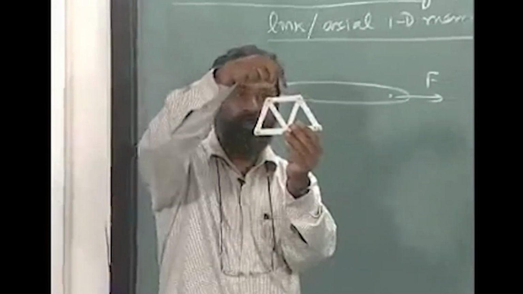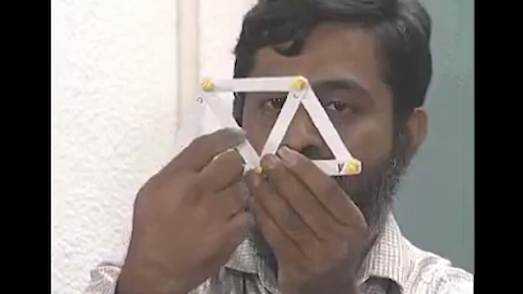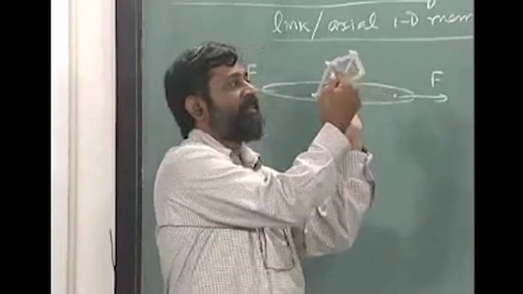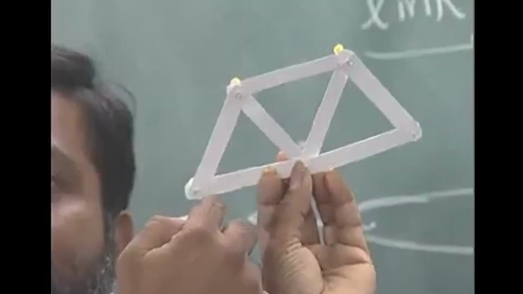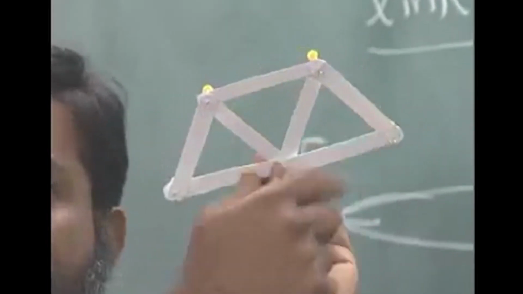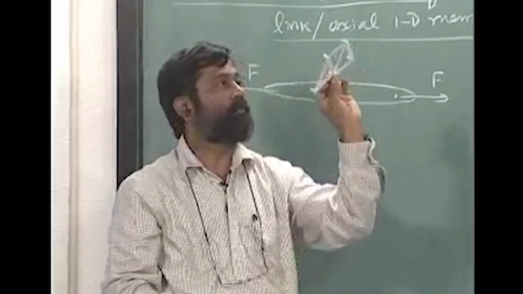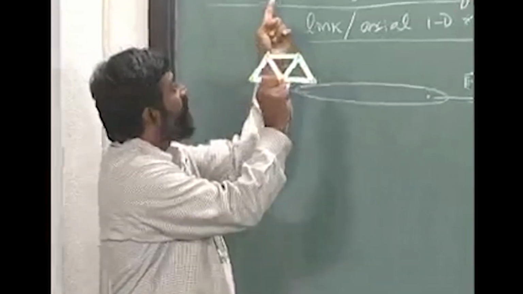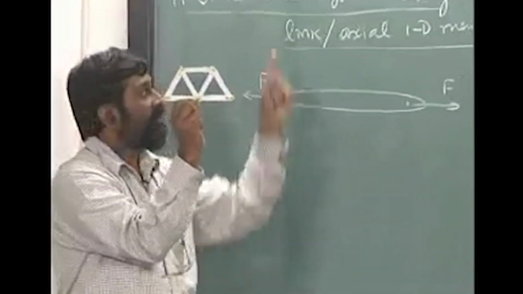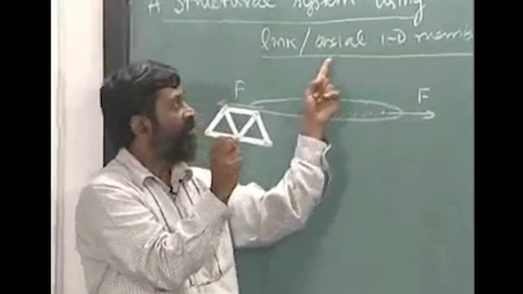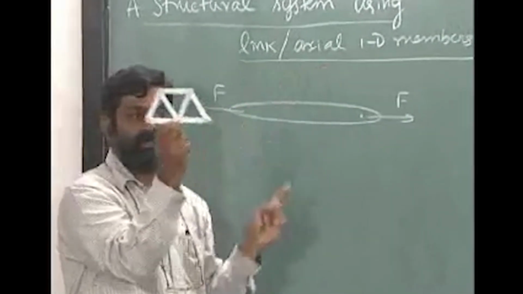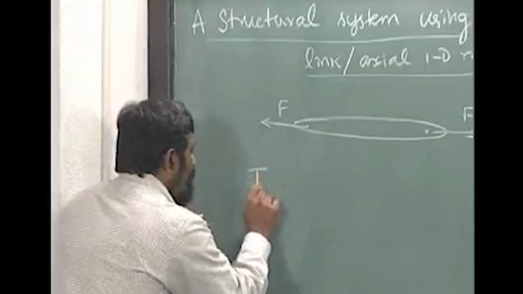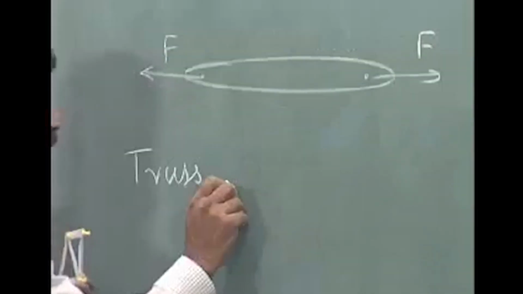Remember, every one of this one, this one, this one, this one, this one, this one or this one are pinned together. You can see it here, we will have a closer view later, to form a structural system, and it consists of one dimensional axial or link members like this. Such a system is called a truss system.